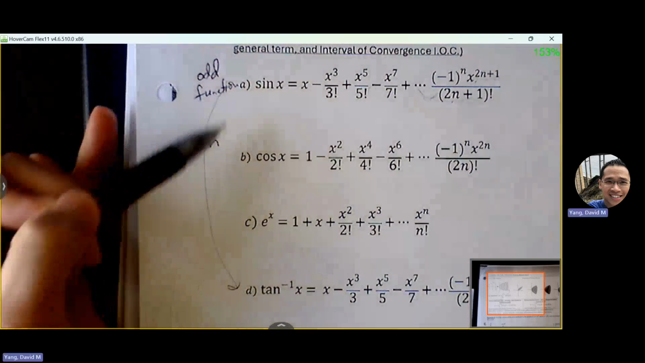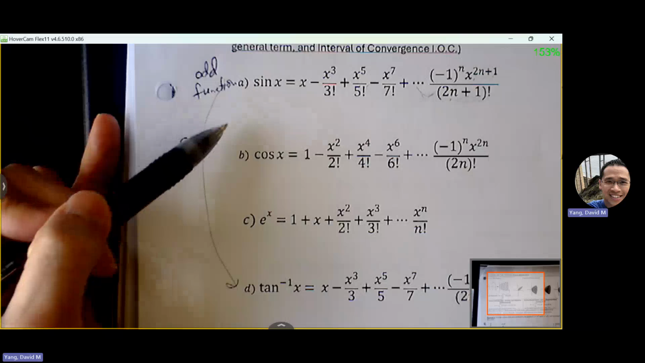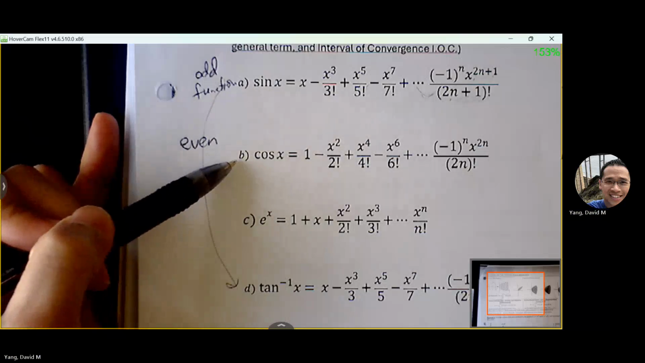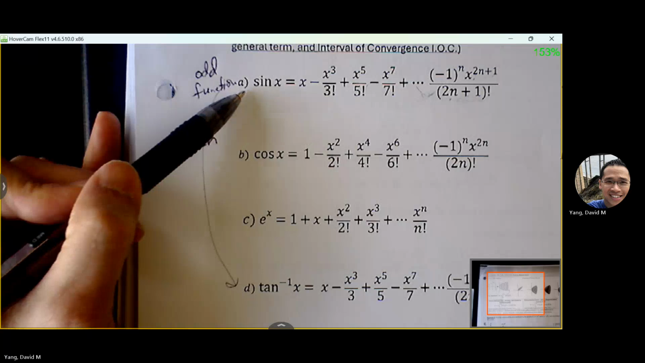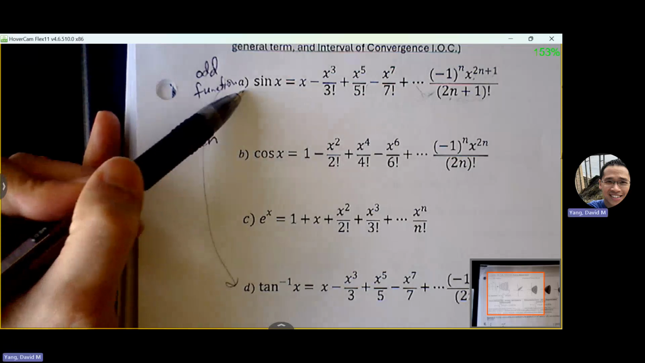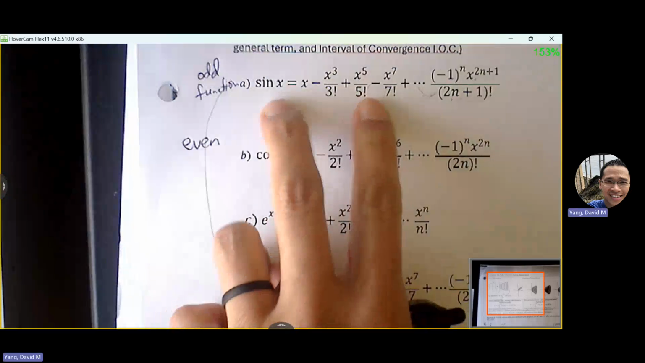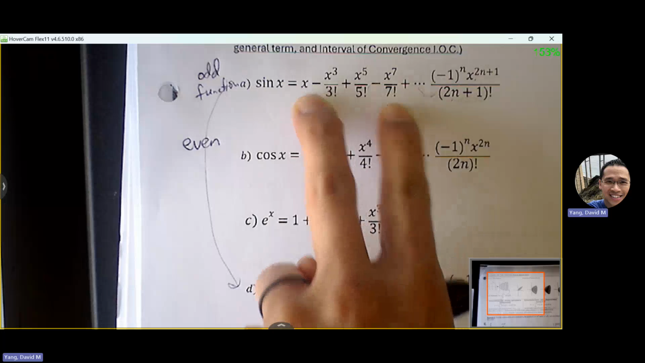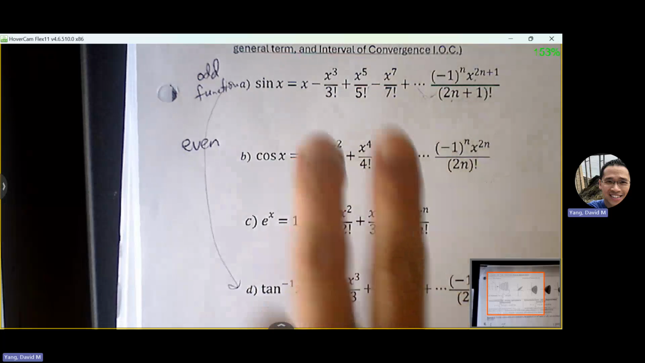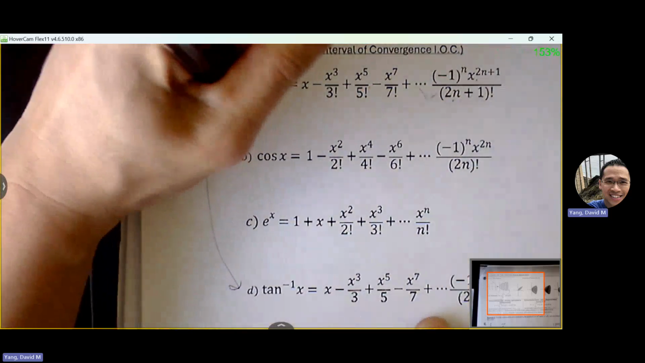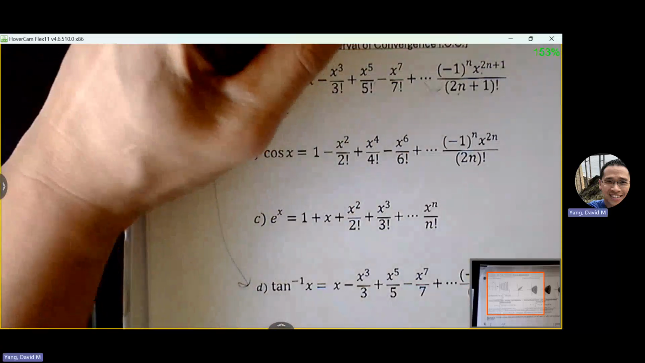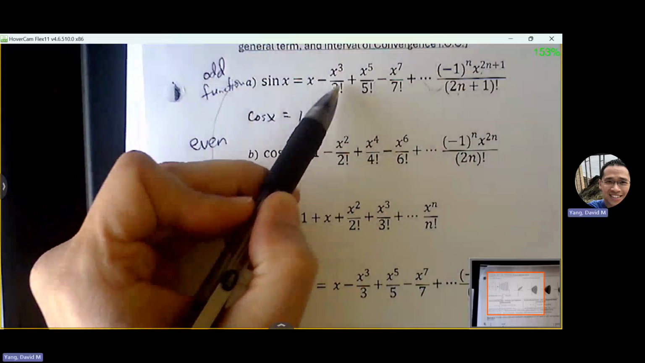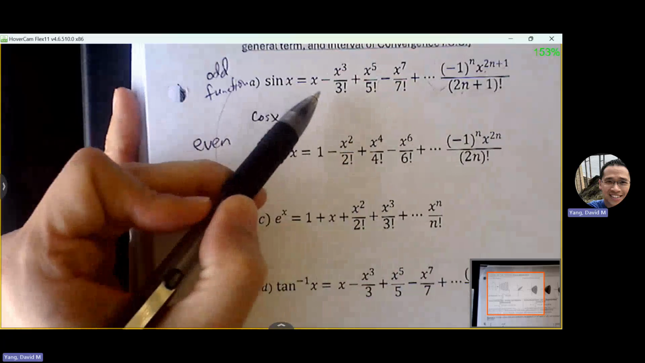Now, what's the relationship between sine and cosine derivative-wise? Cosine is the what of sine? Derivative, right? Sine's derivative is cosine. So technically, if I find the derivative of this, it should bring me down to this. Okay, so let's just try that. I just want to show you this here. What's the derivative of x? 1. What's the derivative of x cubed over 3 factorial?